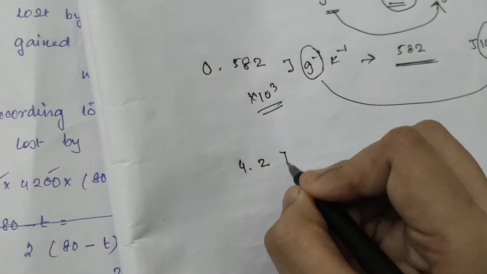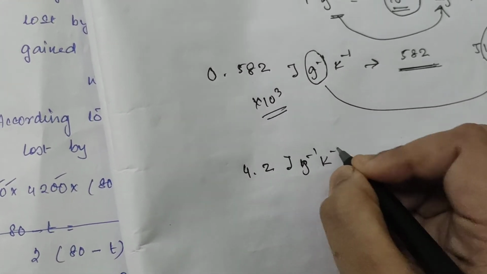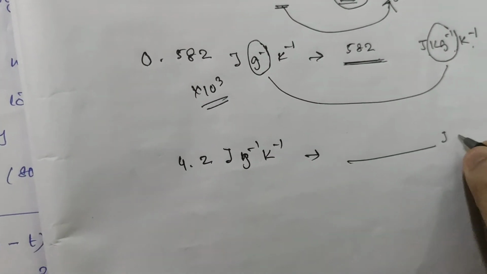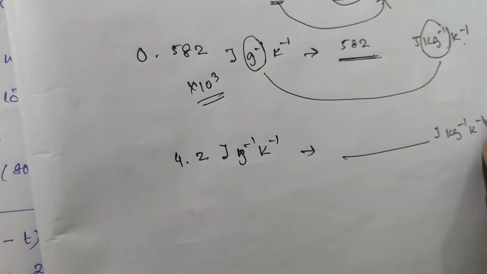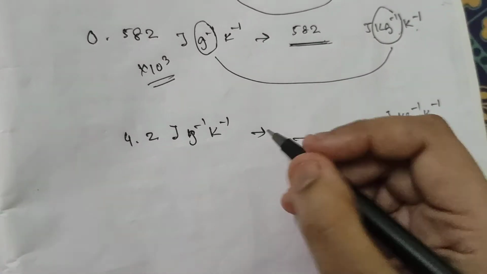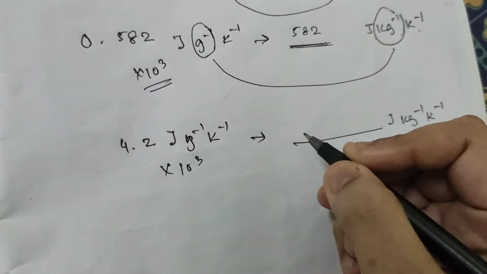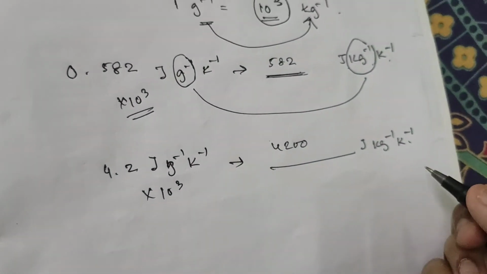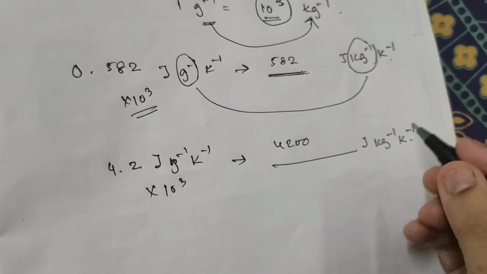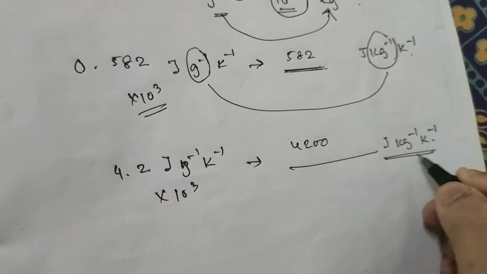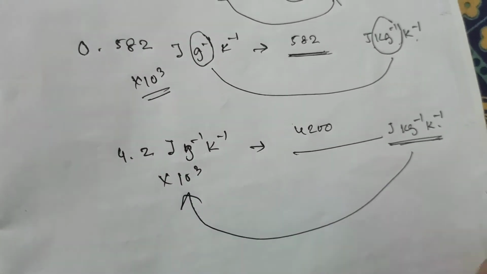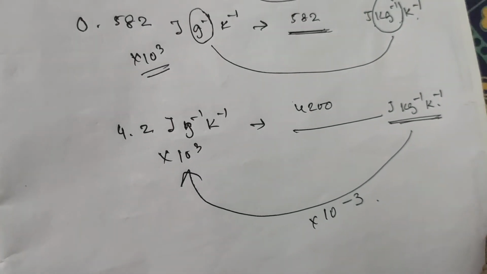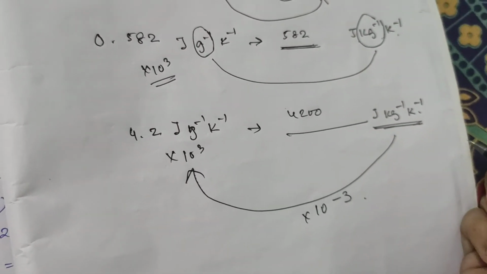4.2 joule per gram per Kelvin was given. So in order to convert to joule per kg per Kelvin, what would I do? Into 10 to the power 3, just now we have learned. So 4200 joule per kg per Kelvin. So if I have to convert joule per kg per Kelvin to joule per gram per Kelvin, then multiply by 10 to the power minus 3. Just remember the relations.